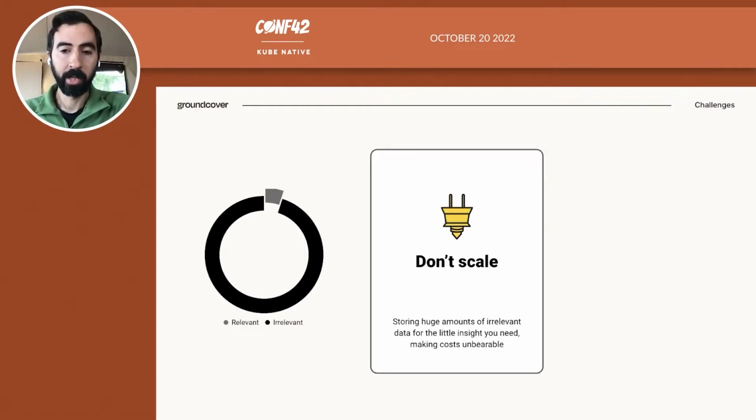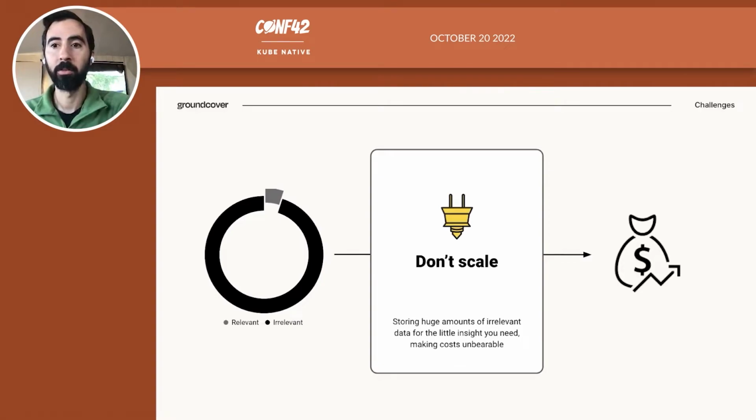The reason that they don't scale well, just to jump for a second all the way through to the final understanding of what we're trying to say, is that they store tons of irrelevant data just to get you the little insight you need about what's actually going on in production. Storing so much data basically turns costs to be unbearable. So teams can't really scale as their business is growing and their customer base is growing, can't really scale with the APM solutions and maintain them and use them in production.